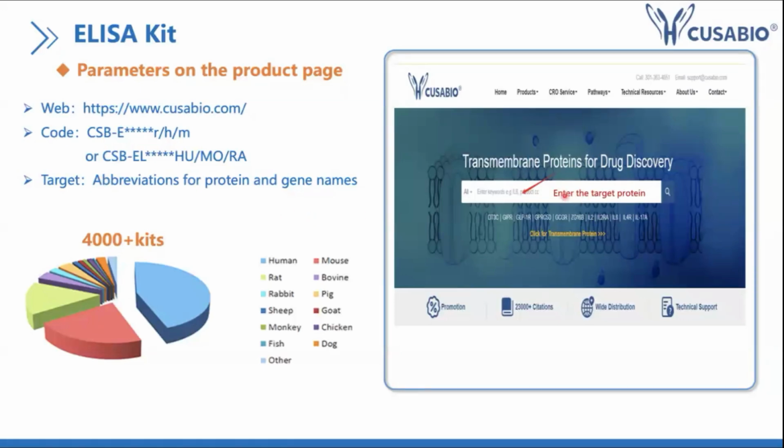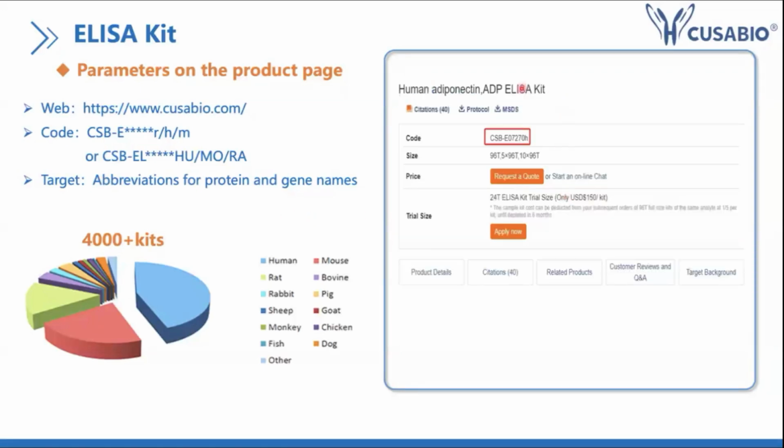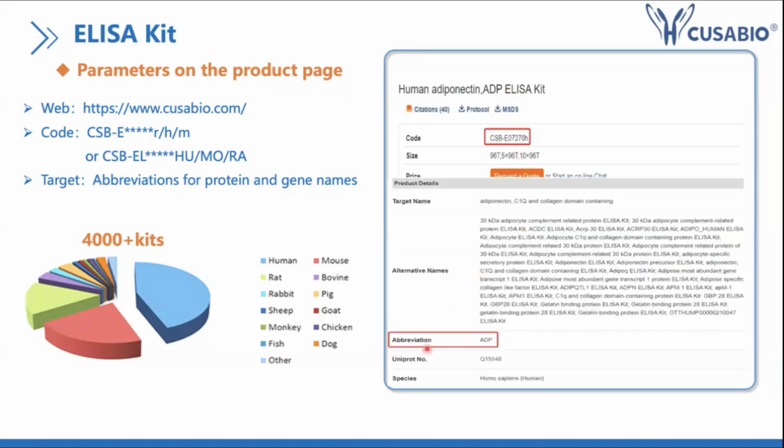Then you can enter into the product page. And on the product page, you will find the code. This is very convenient for next time, if you need to use the kit again, for a quick search. And we also have the abbreviations here. Just be sure that you remember it, because it makes everything quick and convenient.